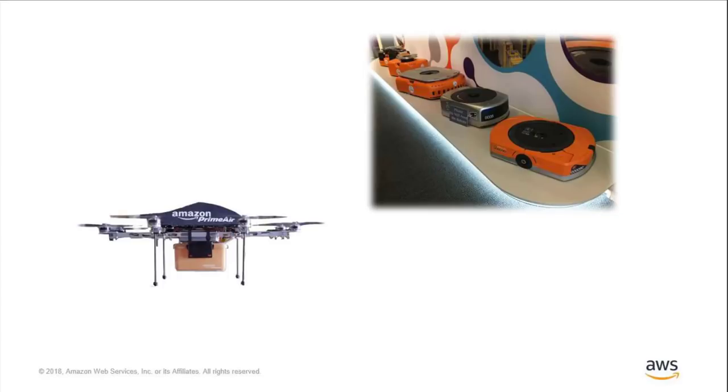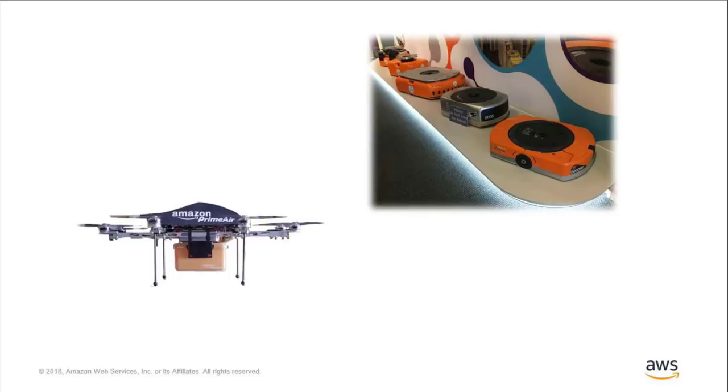Now, the inspiration for us to start the RoboMaker service was really from our internal teams, because Amazon as a company has been using robotics in our core business for quite a while now. And the famous ones are these orange Kiva robots working at fulfillment centers, and also the drones with Prime Air.